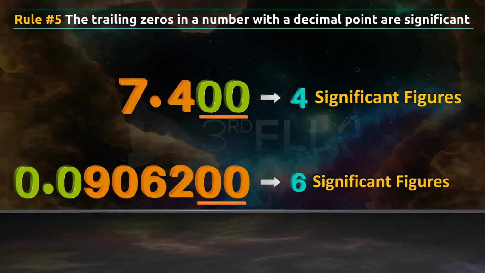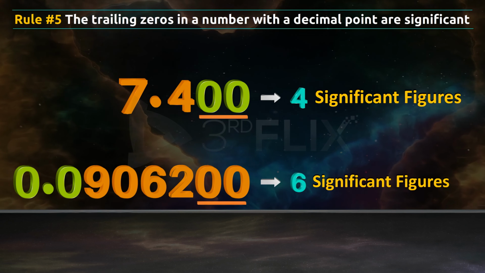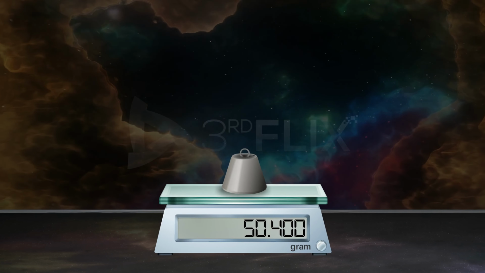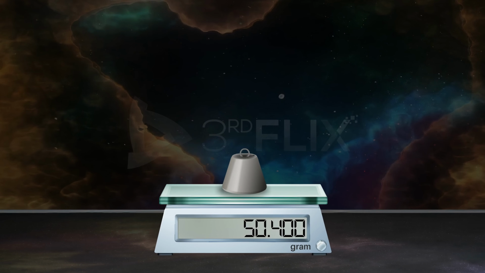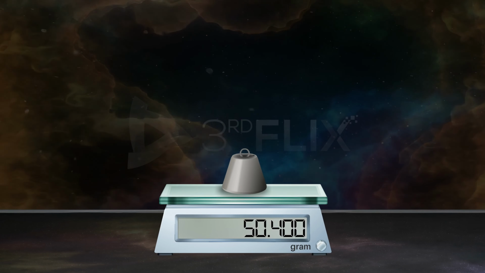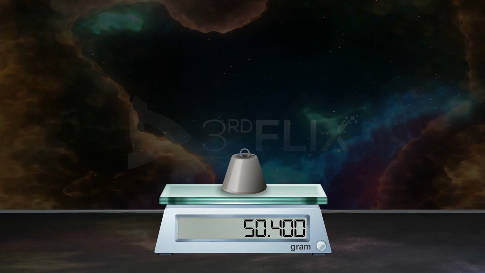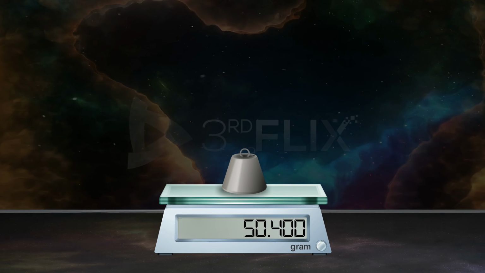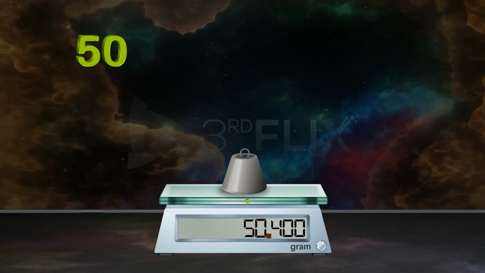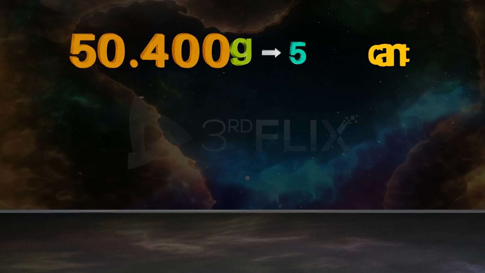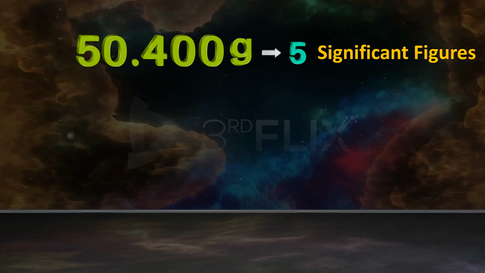Now that we have understood how to count the number of significant digits in a number, let us see if the significant figures are constant when the value is transformed into different units. The mass of a sample in a laboratory was measured to be 50.400 grams. The value has 5 significant figures.